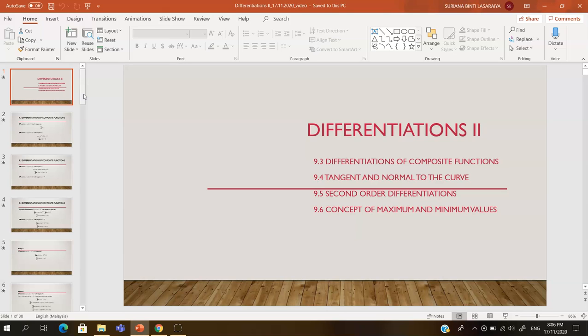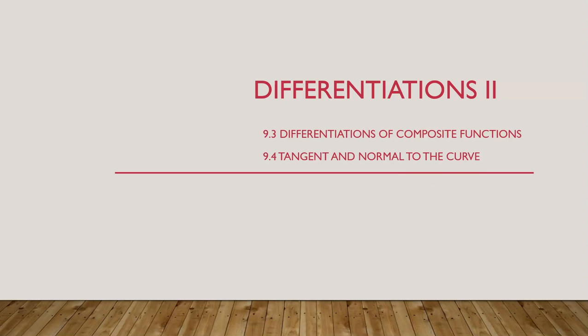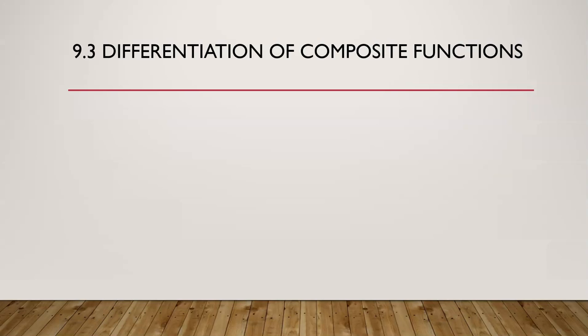Okay, so this is the second part of differentiation. So we just continue in this video. Alright, so for part 2, we will cover differentiation of composite function, 9.3 tangent and normal to the curve, 9.5 second order differentiation, and the last one is the concept of maximum and minimum values. Okay, let's look at differentiation of composite function.